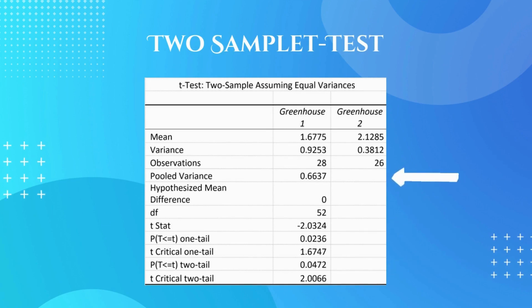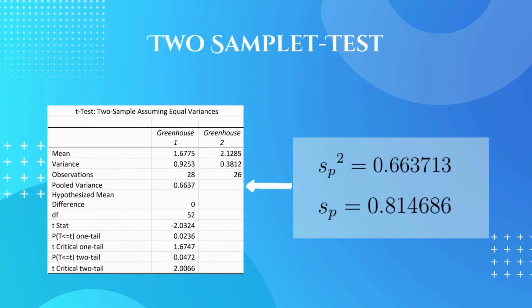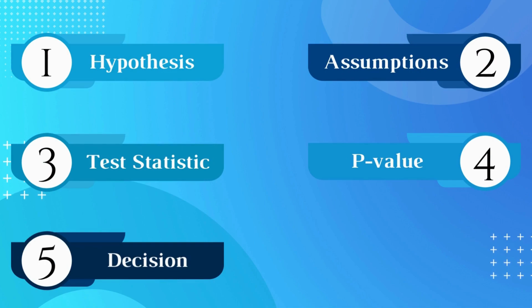Additionally, you can find the pooled variance here, denoted SP squared. To find the pooled standard deviation, you would just take the square root of the pooled variance. This will give us SP, just as we calculated earlier. Note that it wouldn't be possible to create this Excel output or use this method if you do not have the sample data. Next, we are ready to make a decision.